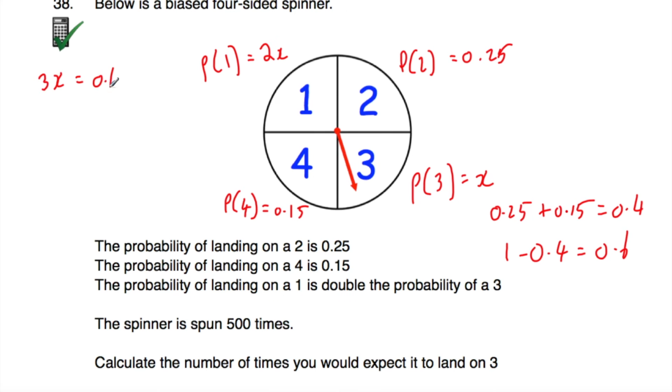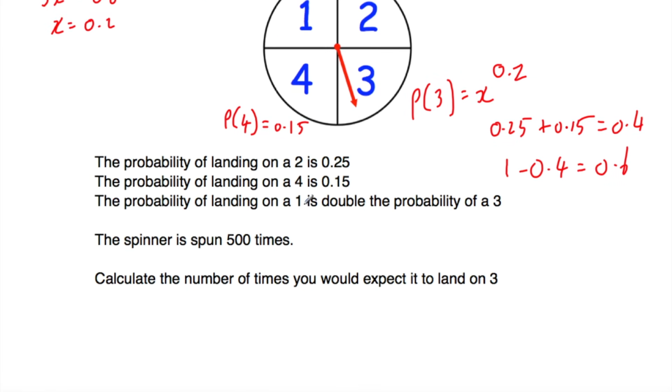That's equal to 0.6. And then if we divide both sides of the equation by 3, we get that x is equal to 0.2. So that means that x is 0.2. So that means the probability of it landing on a 3 would be equal to 0.2, and the probability if it lands on a 1 would be double that, which would be 0.4. Now the question says it's spun 500 times, and it says calculate an estimate of the number of times we'd expect it to land on a 3.